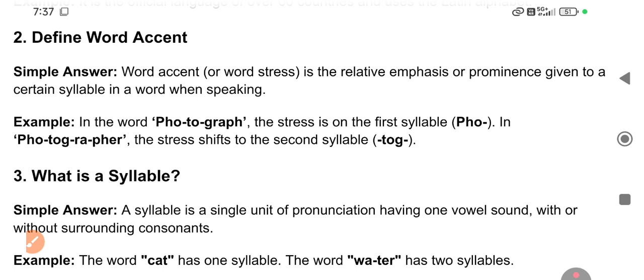In a single-syllable, monosyllabic word there is no problem at all, there is only one word that will be highlighted. But then when you take a bisyllabic or a trisyllabic word, then definitely in a trisyllabic word there must be three syllables, so one syllable will be relatively emphasized, and that will be known as word accent.